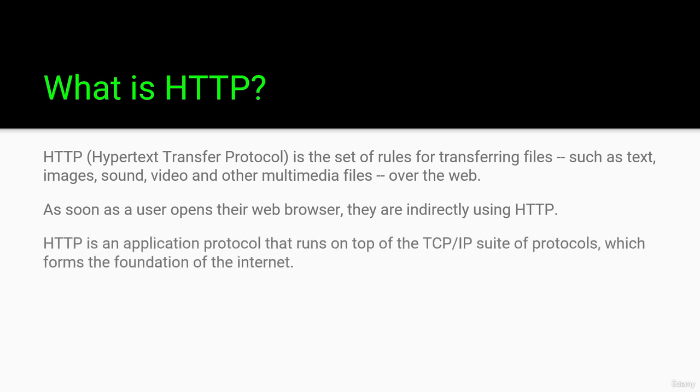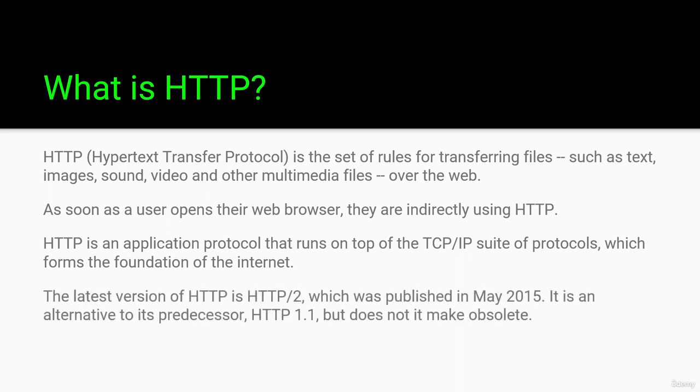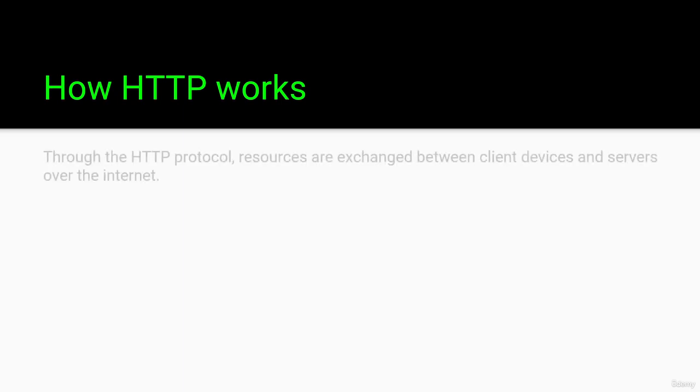HTTP is an application protocol that runs on top of the TCP/IP suite of protocols, which forms the foundation of the internet. The latest version of HTTP is HTTP version 2, which was published in May 2015. It is an alternative to its predecessor HTTP version 1.1, but doesn't make it obsolete, as HTTP version 1 is still used. Now how does HTTP work?